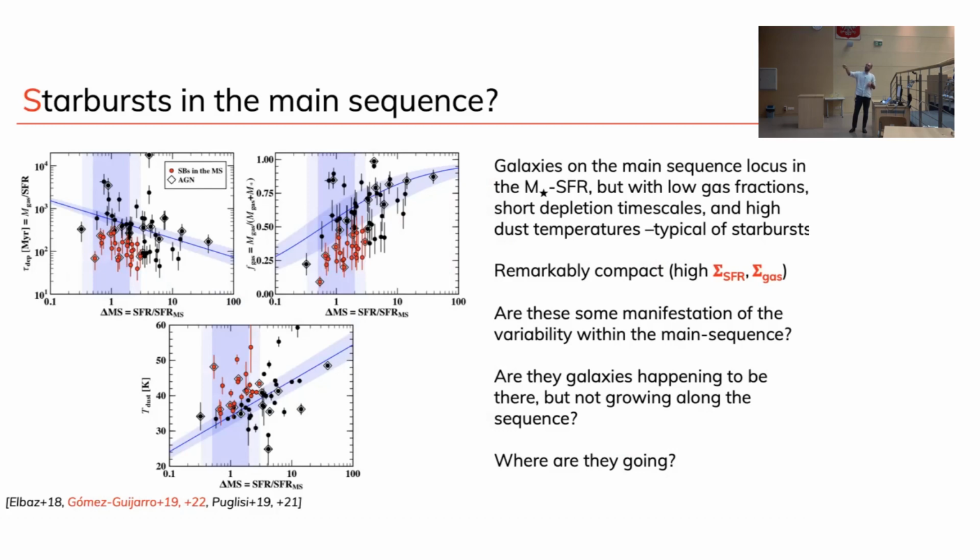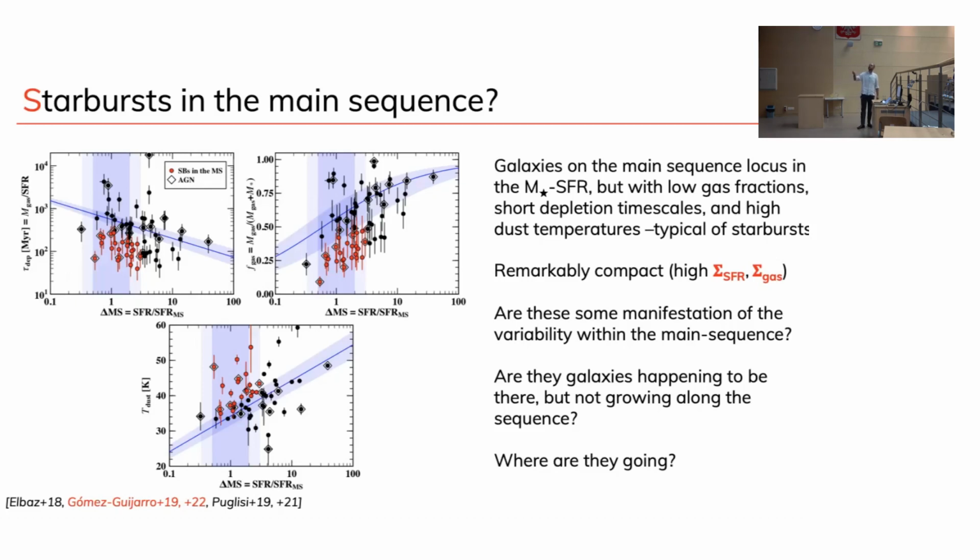So again, starbursts are more efficient, so they have shorter depletion timescales up here, while on the main sequence you would expect this. This is the amount of gas, so gas fraction, which is increasing here as a function of distance from the main sequence, and this is the dust temperature, something that you can measure from your spectral energy distribution. But there's a population of objects here which are on the main sequence. So technically, it's something that you would define as a main sequence typical galaxy based on star formation rate and stellar mass.